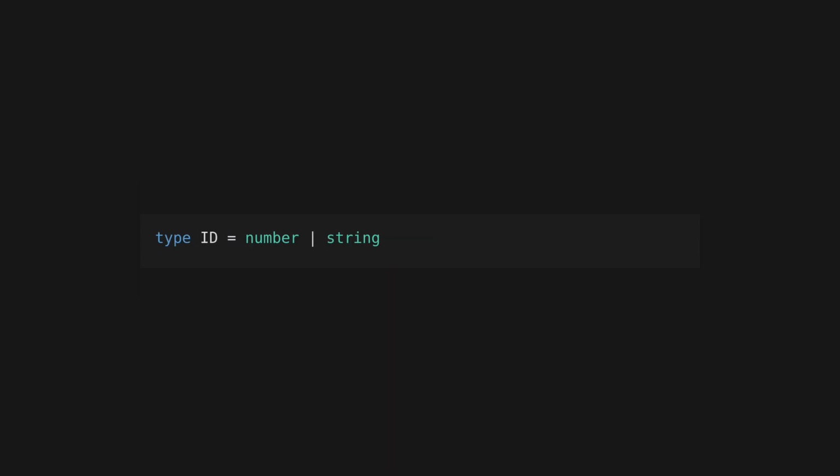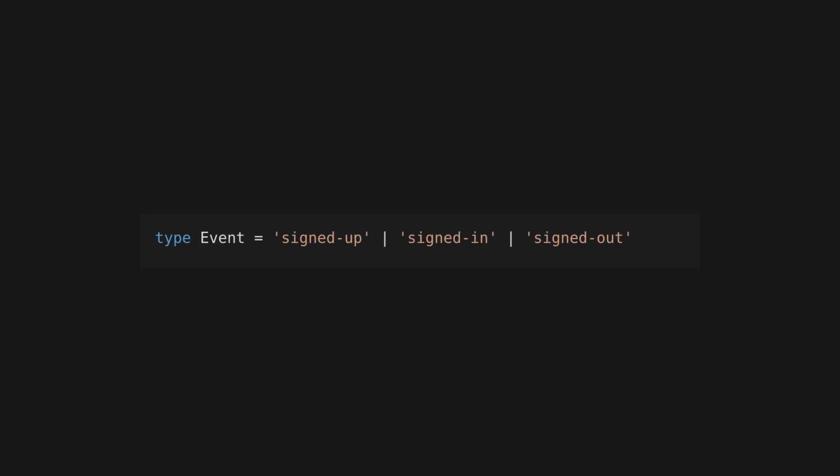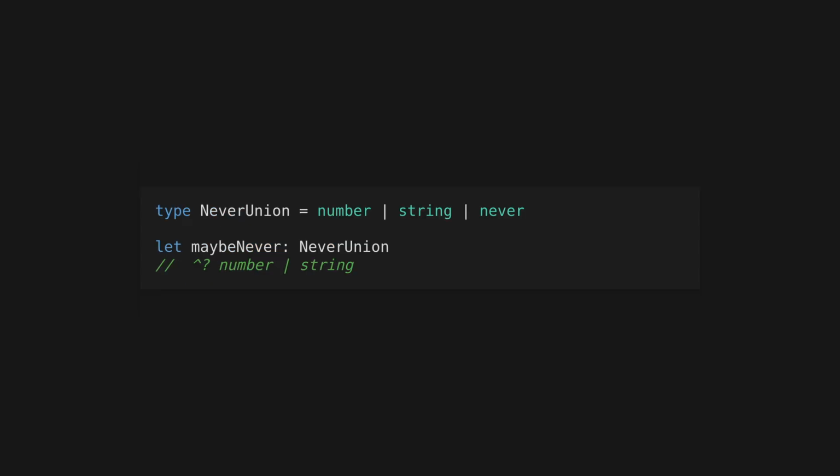Use the pipe operator to create a union type. Values belonging to a union type can be one of any type in the union. You can use a union of literal types to create a convenient string enum that will have autocomplete. If you have a union of object types with similar keys, the exact union member will be determined from the values of those keys. The never type will be ignored in a union.